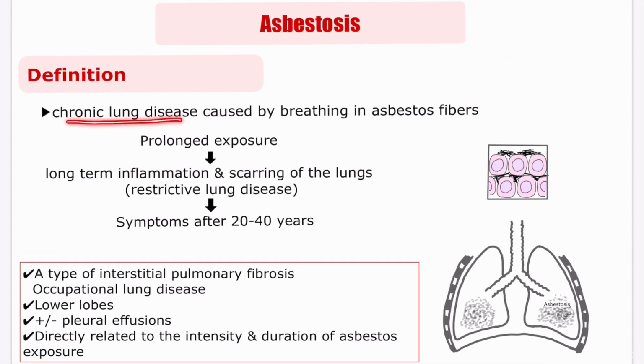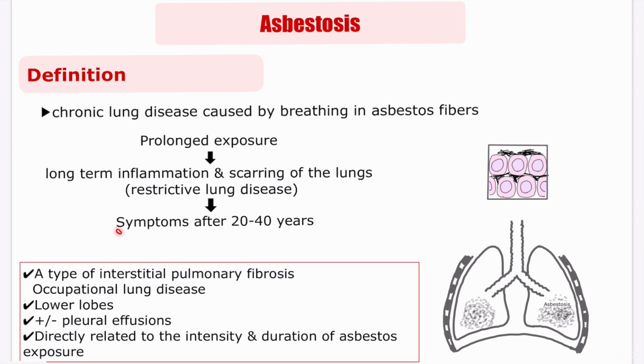Asbestosis is a chronic lung disease caused by breathing in asbestos fibers. The prolonged exposure to asbestos fibers causes long-term inflammation and scarring of the lungs, thus making the lungs stiff. And as asbestosis progresses, the lungs become more and more scarred and thus more and more stiff, making it difficult to breathe. Thus we call it restrictive lung disease.